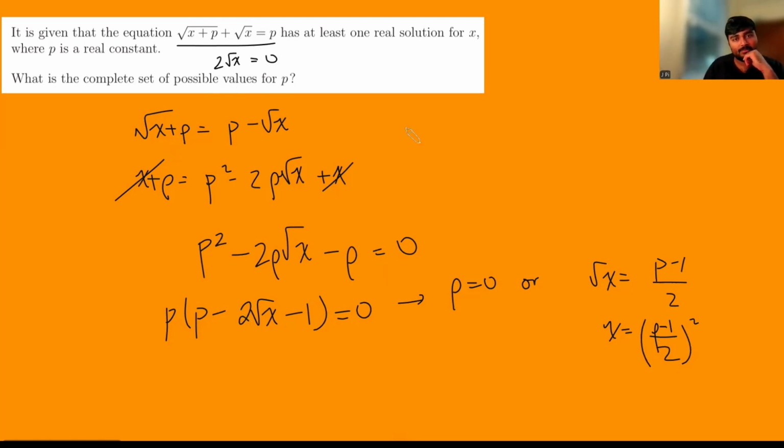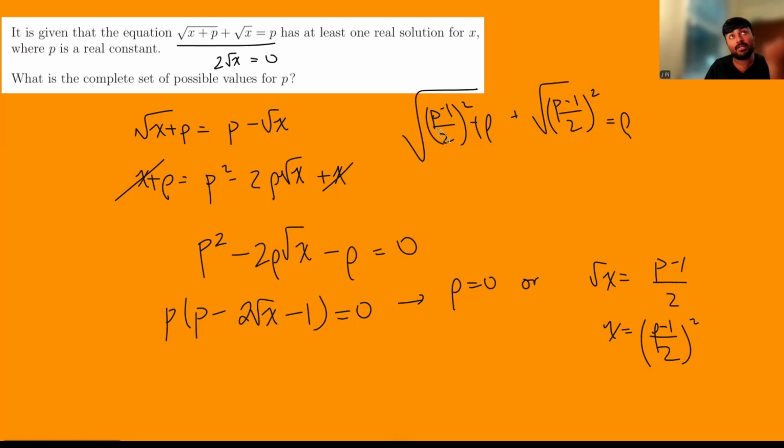Well, the left-hand side will become root of (p minus 1 over 2) squared plus p, plus root of (p minus 1 over 2) squared, equals p. Okay, let's simplify this. Well, this thing here is (p minus 1) squared over 4, so p squared minus 2p plus 1 over 4, and if I add p to that, that's going to be p squared minus 2p plus 1 plus 4p over 4, so the square root of that, plus, now you might just say that this is p minus 1 over 2, but that's not quite true. This is going to be either plus or minus p minus 1 over 2, depending on whether p is bigger than 1 or less than 1.